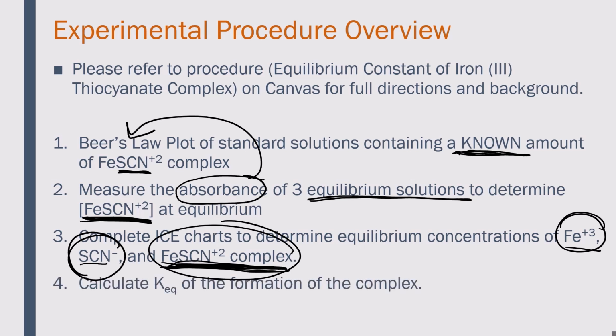Then, once you have your equilibrium concentrations of the iron, the thiocyanate, and the complex, you can calculate the KEQ of the formation of the complex.